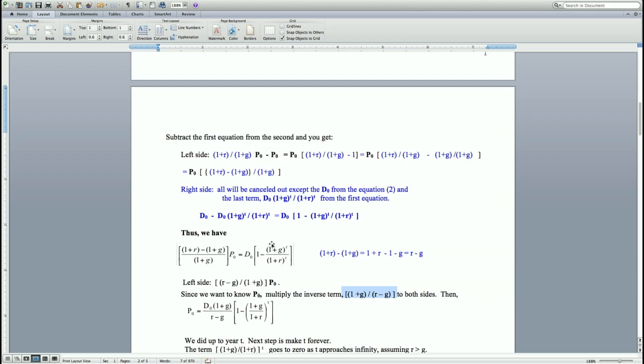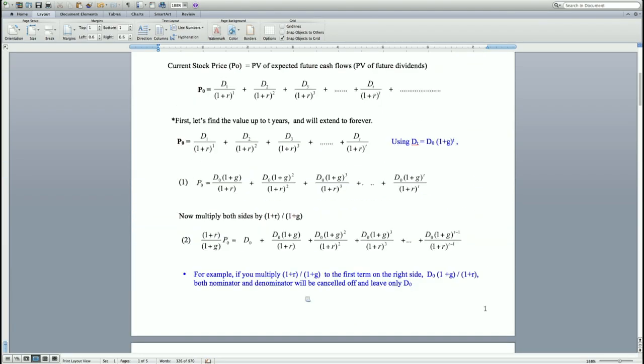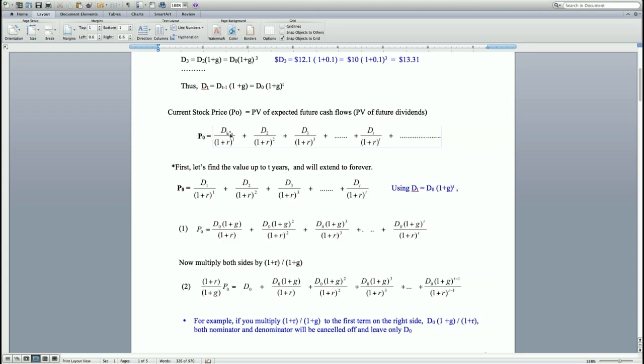And then the second term here was before. So that's P0. And we're not done yet, because this is up to year t. So all we did up to here, that's what we handled. It goes forever, but we handled up to t years, from 0 up to t years, here to here.